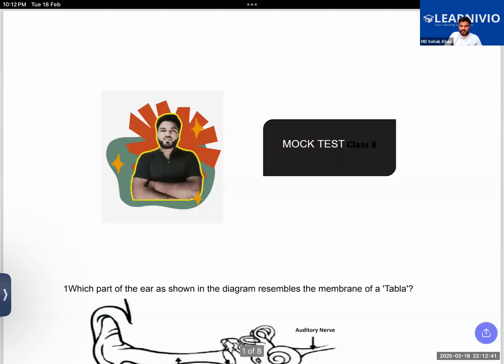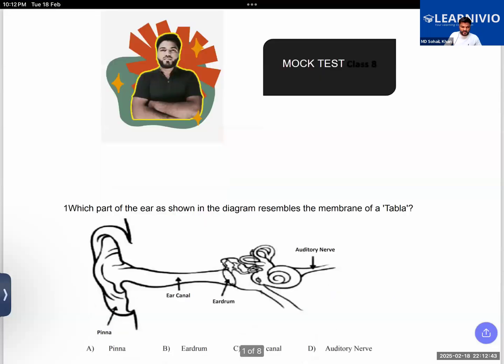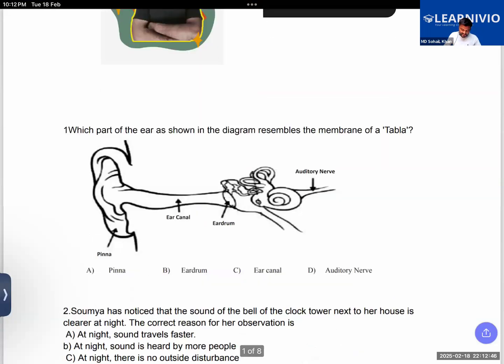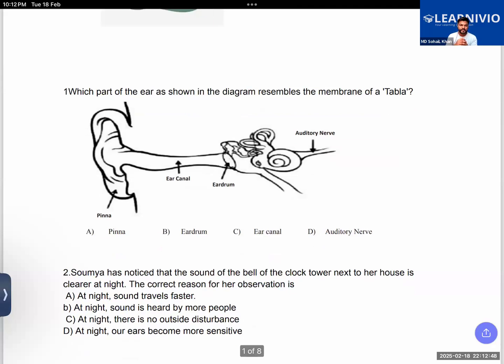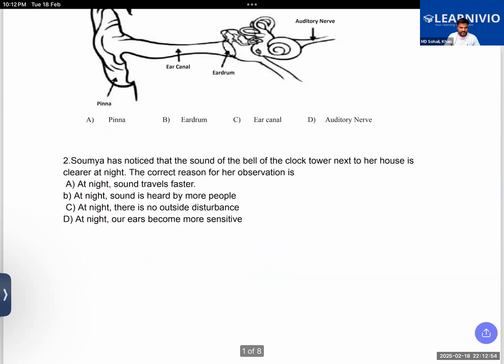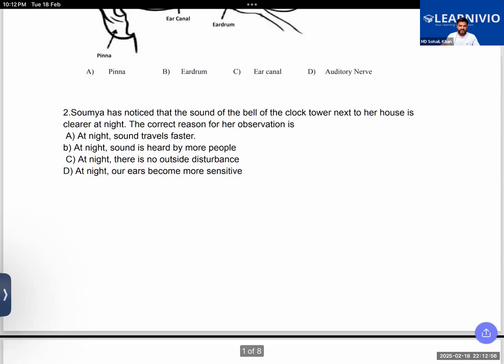Yeah, you can see the screen. So, which part of the ear, as shown in the diagram, resembles the membrane of a tabla? Is it the pinna, eardrum, ear? That's eardrum, of course. Okay, now Soumya has noticed that the sound of the bell of the clock tower next to her house is clear at night. So, what does it mean? Does it mean that the speed of the sound is faster during night?